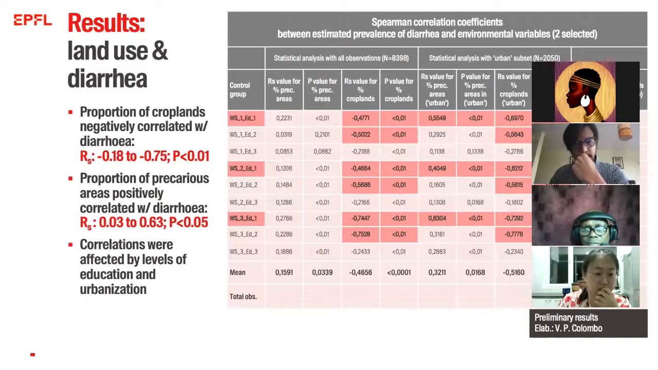The impact of both areas seems to be more important in pixels with high access to water and sanitation, but low access to education. These results suggest that water and sanitation alone are not sufficient to prevent diarrheal diseases, and land use should be included in the list of preventive measures.